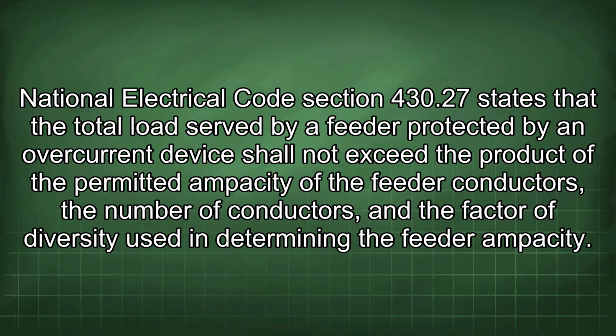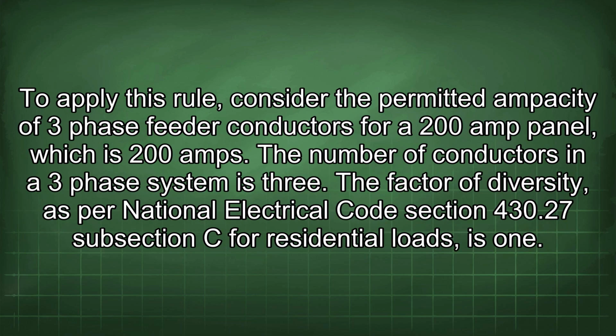National Electrical Code Section 430.27 states that the total load served by a feeder protected by an overcurrent device shall not exceed the product of the permitted ampacity of the feeder conductors, the number of conductors, and the factor of diversity used in determining the feeder ampacity. To apply this rule, consider the permitted ampacity of three-phase feeder conductors for a 200 amp panel, which is 200 amps.